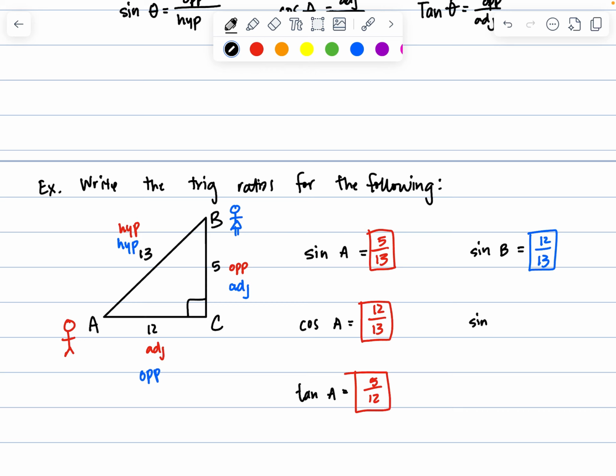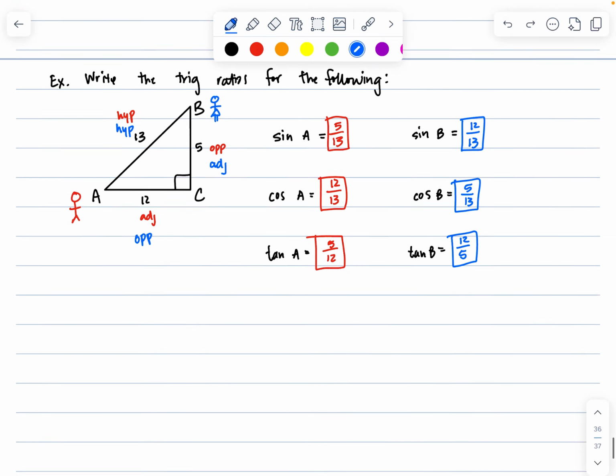Okay? Cosine of B is going to be equal to 5 over 13. And last but not least, tangent of B is going to be equal to opposite over adjacent. So we're looking at the blues, 12 over 5. So there's your trig ratios. Okay? We could do this a lot, but what's important to know is that your perspective from what particular angle is really, really important. And this is really important in terms of solving trig.